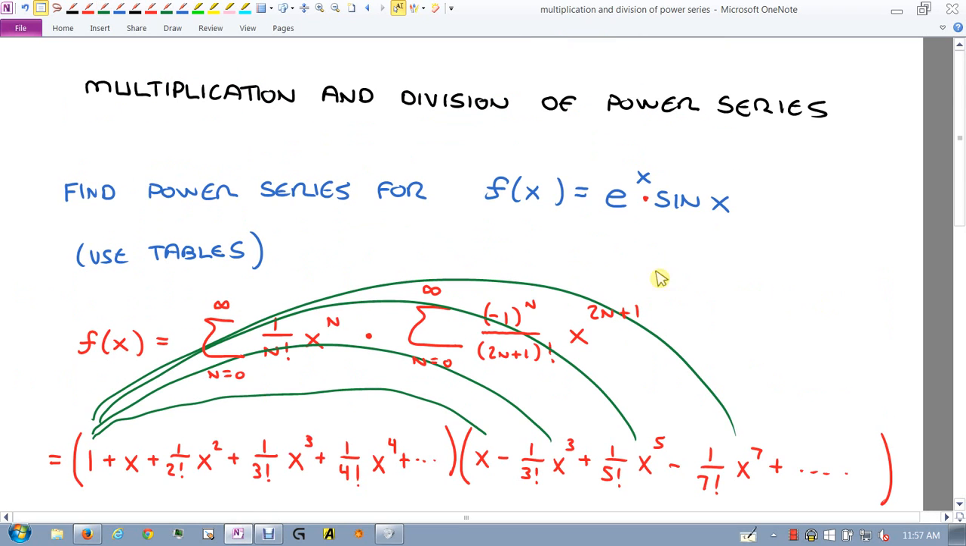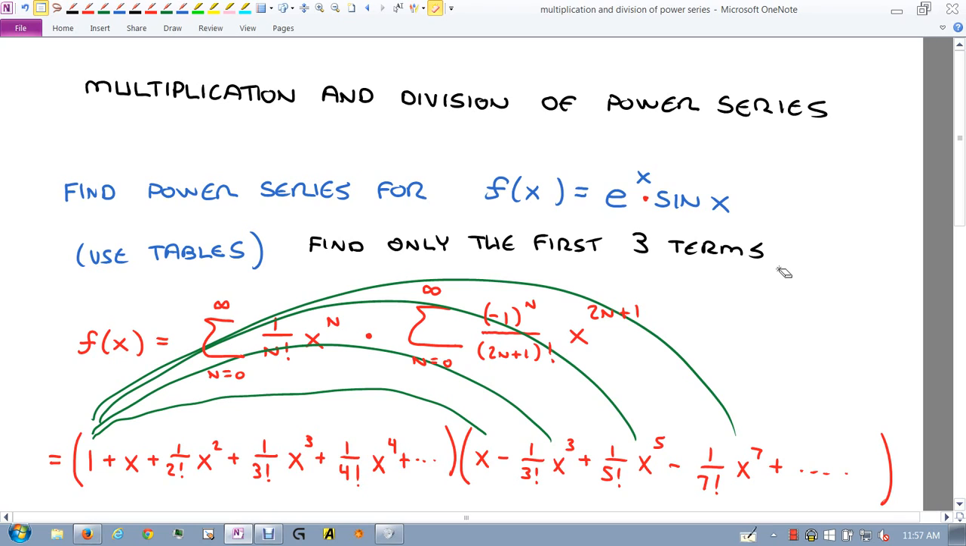And so a lot of times, in fact, all the time on the instructions for a problem like this, I'll say something like, find only the first 3 terms. Okay, so we'll only want to find the first 3 terms.